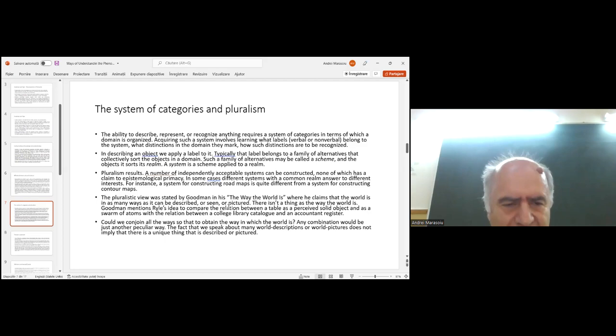In describing an object, we apply a label to it. Typically, that label belongs to a family of alternatives that collectively sort the object in a domain. Such a family of alternatives may be called a system, and the objects it sorts, its real. Therefore, a system is a scheme applied to a real. So we work with this system of categories. And from here, pluralism results.